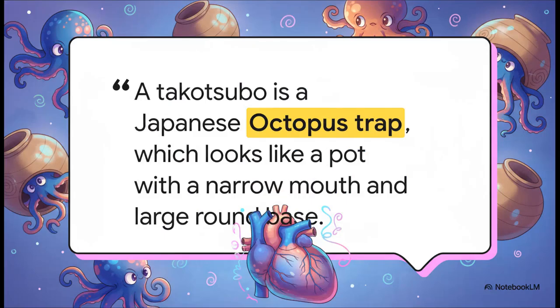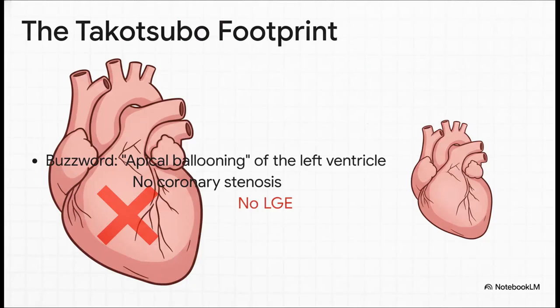And it gets that wild name from this amazing analogy. A takotsubo is a type of pot that Japanese fishermen use to trap octopuses. During one of these broken heart episodes, the bottom of the left ventricle balloons way out, but the top stays narrow, making the heart look exactly like one of these traps. It's pretty incredible. So, how do we prove it's Takotsubo?